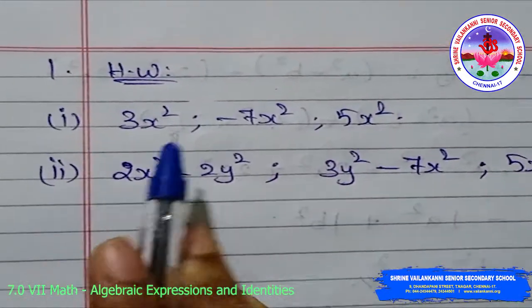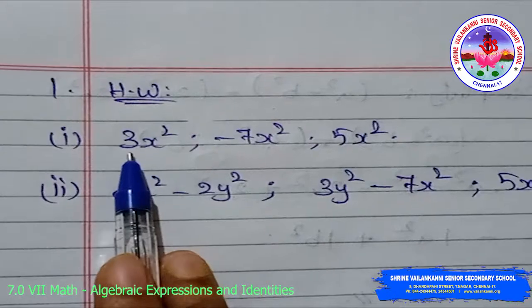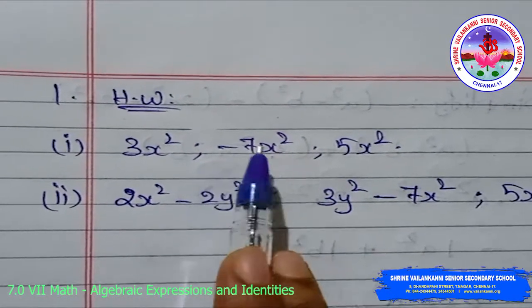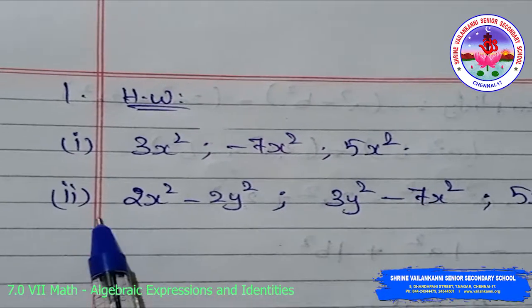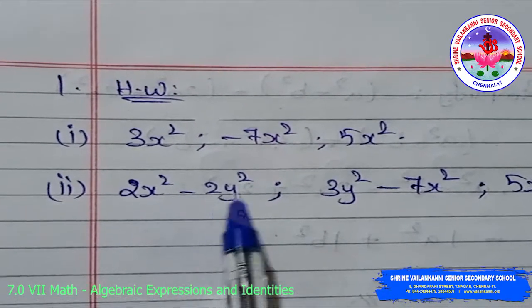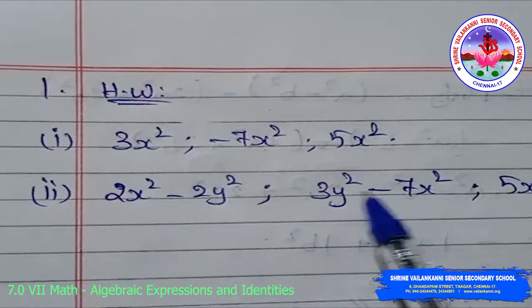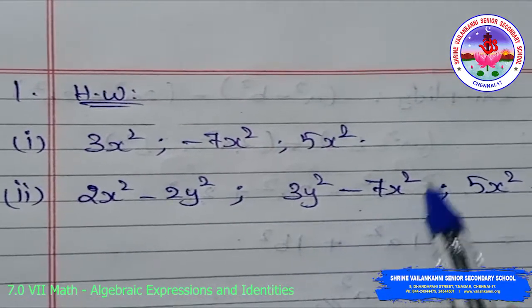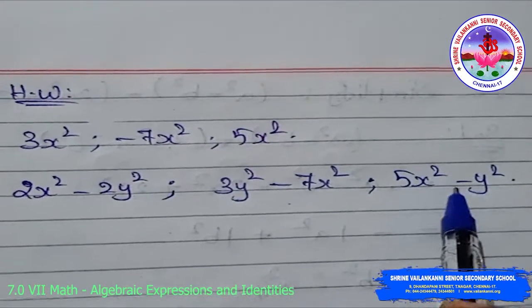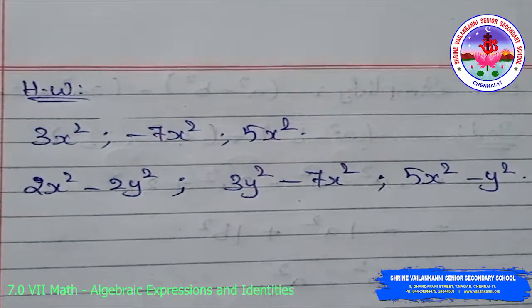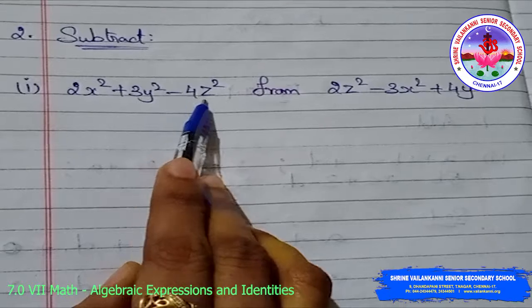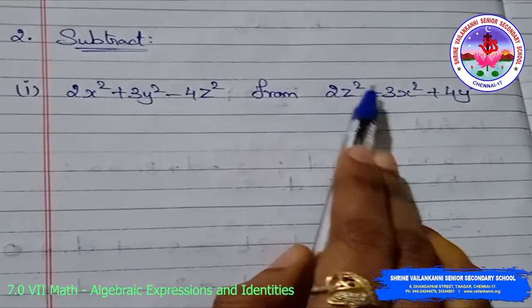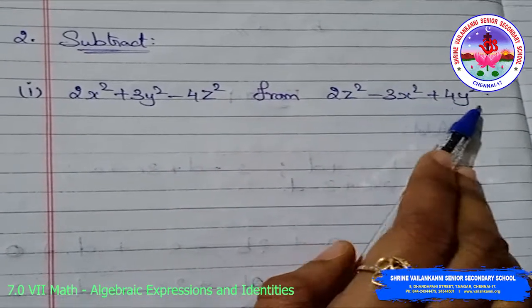Homework problem. First question is 3x squared, negative 7x squared, 5x squared. Second question, 2x squared minus 2y squared, 3y squared minus 7x squared, 5x squared minus y squared. Third question, subtract 2x squared plus 3y squared minus 4z squared from 2z squared minus 3x squared plus 4y squared.